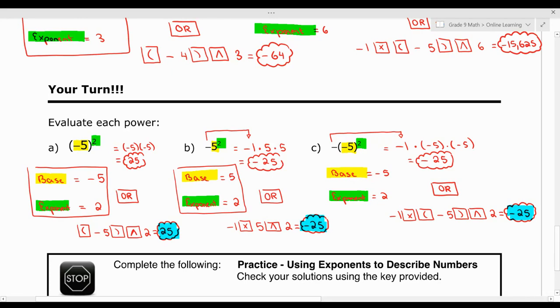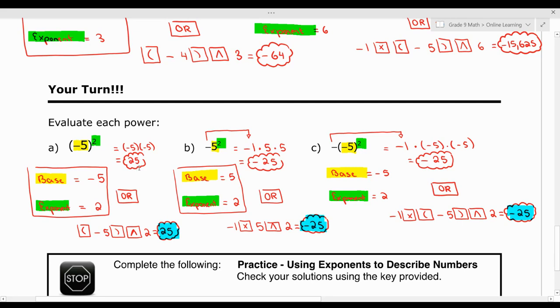All right, so check out how you made out. Question A: I'm going to point out the base is negative 5, that's in brackets. It's raised to an exponent of 2. So if you go negative 5 raised to an exponent of 2, you should find out that the answer is 25. The reason for that is you're going negative 5 times negative 5. The negatives cancel out, and you end up with that positive value.